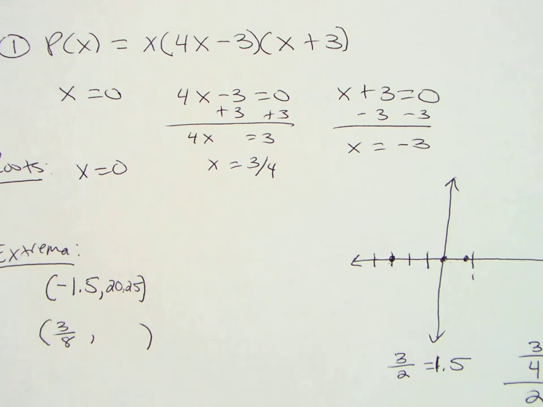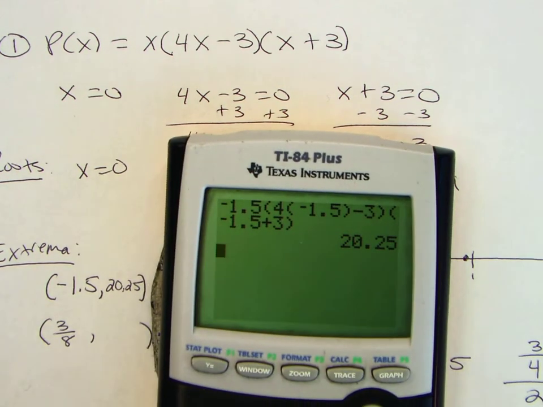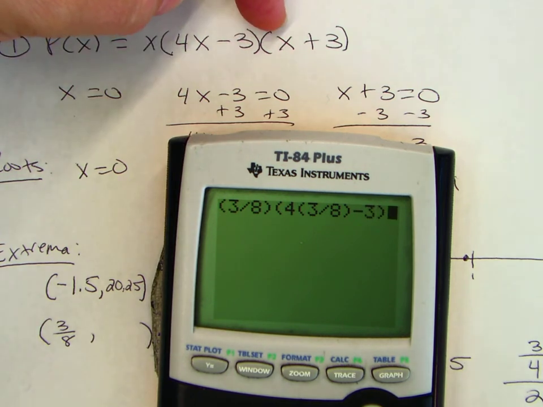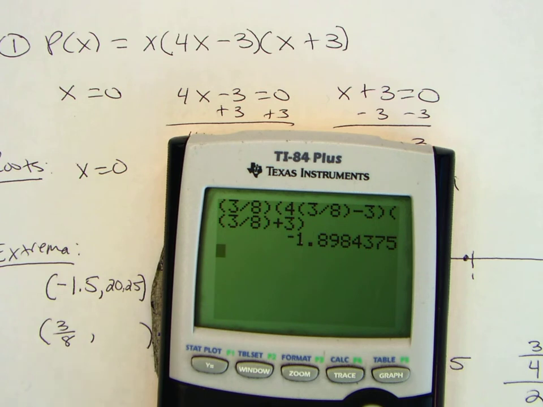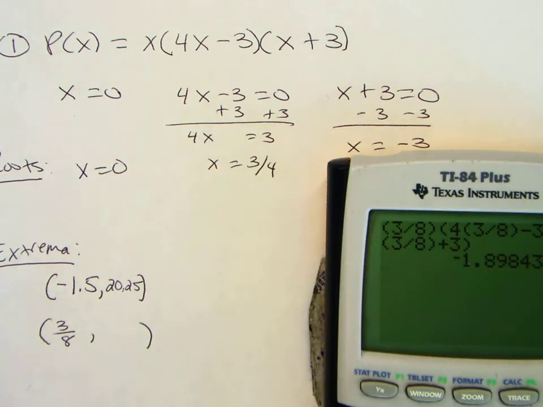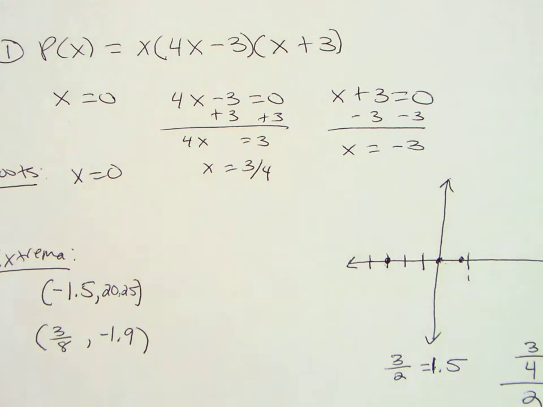I'm going to do the same thing with 3/8. You have to put parentheses around the 3/8 every time. So parentheses 3/8, that's my x, times (4 times 3/8 minus 3), times (3/8 plus 3). I get about -1.9. So those are my points of extrema.